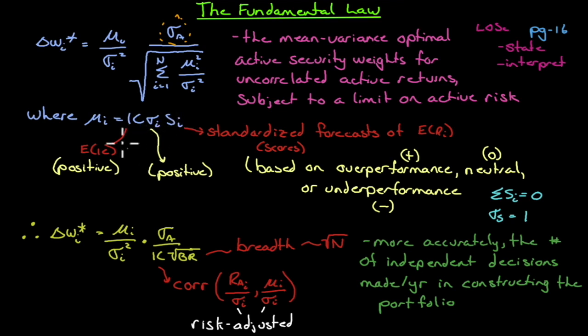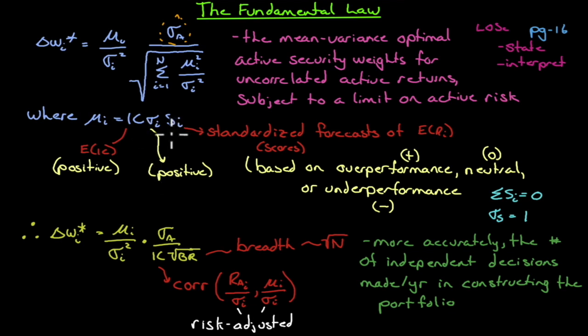Well, what are all these things? Well, we know what the information coefficient is. We know it's the correlation between our forecast of active return and the realized active return. That IC will be positive because if it's 0, it means we have no skill. If it's less than 0, it means we're actually destroying value. We wouldn't even be in the industry, so that'll be positive. Risk is always positive. There's no such thing as negative risk. Risk is either 0 or positive.